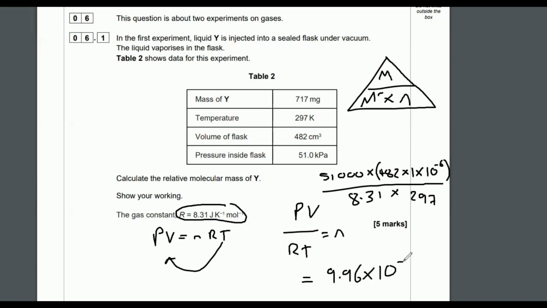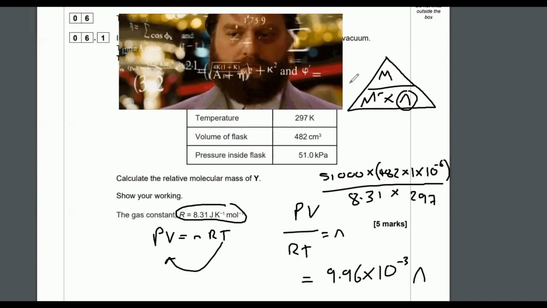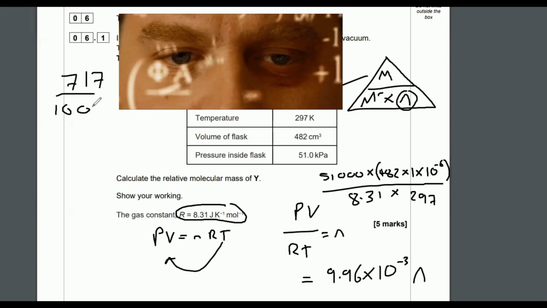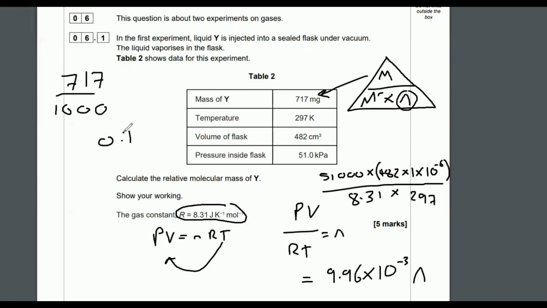The temperature is already in Kelvin, so we can keep it as 297. And if we do that, put it in the calculator, we get 9.96 times 10 to the minus 3 moles. Now that we have n, the moles, we take it upstairs to the mass, which is 717 milligrams. Need to turn it into grams, folks, so divide by 1,000 to get 0.717.